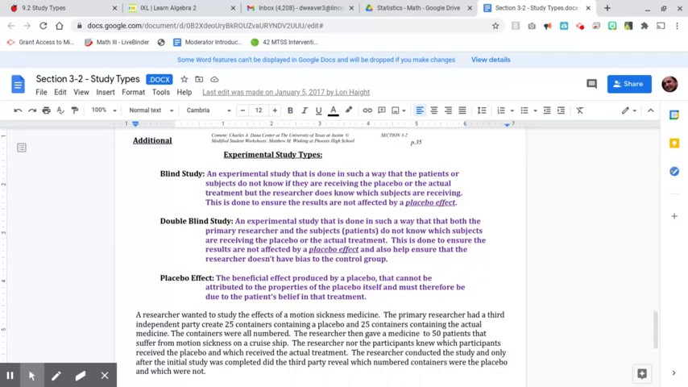Okay, next, some additional study types. A blind study means that the patients or the subjects do not know which treatment they're getting, whether they're getting the placebo, the fake drug, or whether they're getting the actual treatment. And that's a good thing. You don't want people in your experiment to know which treatment they're getting, because if they think they're not getting a drug, then they may not think they're going to improve. And if they actually think they're getting the drug, they may improve just because they think they're getting it.